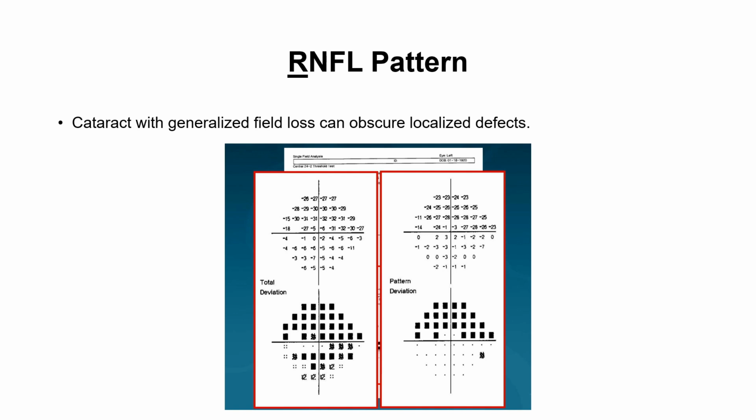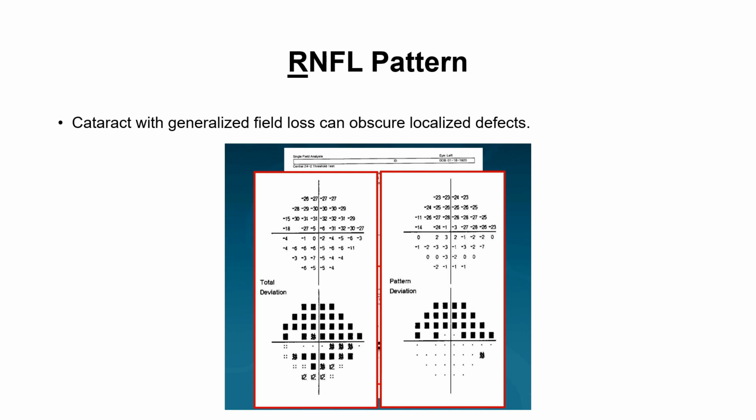So sometimes also, as we said, the benefit of the total deviation compared to pattern deviation: if you see reduction in the total deviation probability map and you see normal pattern deviation, this means that the media is hazy. Could be due to cataract, could be due to corneal haze or corneal edema.